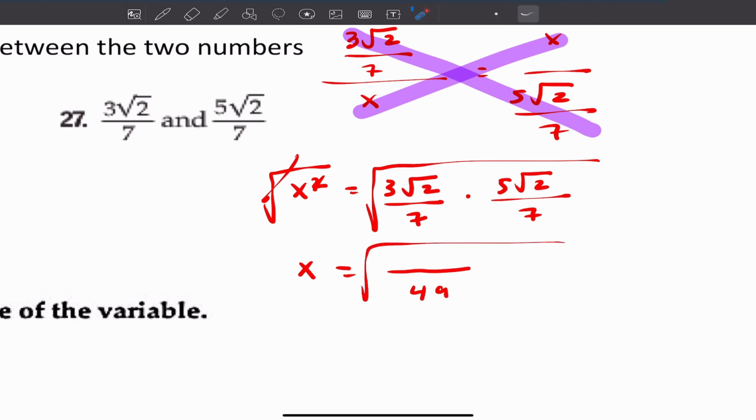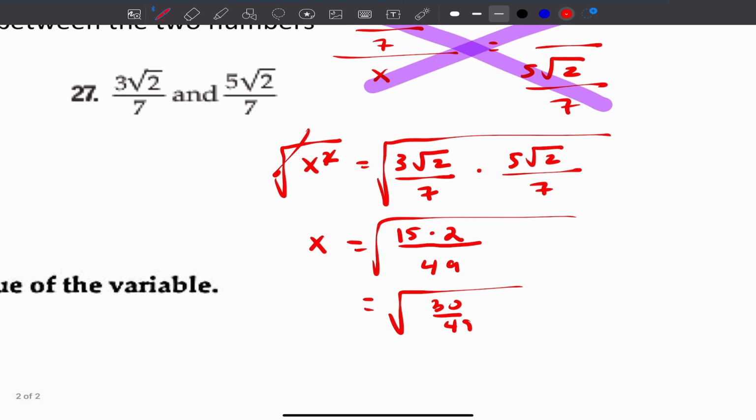And then I'm going to multiply the coefficient to the coefficient, that's 15, right? So 3 times 5 is 15. And I have root 2 times root 2. So root 2 times itself is just going to be whatever is inside of the radical sign. So that's 15 times 2. The square root of 30 over 49, and you have to know your radical rules. The square root of 30 over 49 is essentially the square root of 30 over the square root of 49. We know what the square root of 49 is, that's 7.